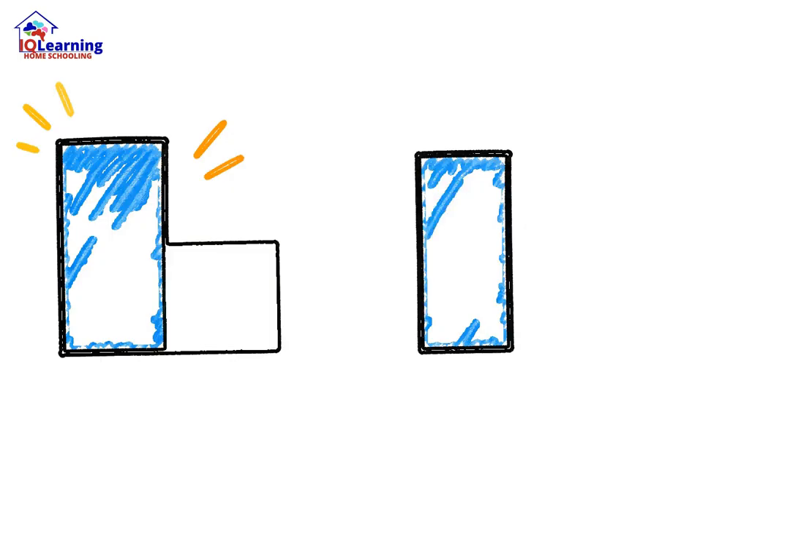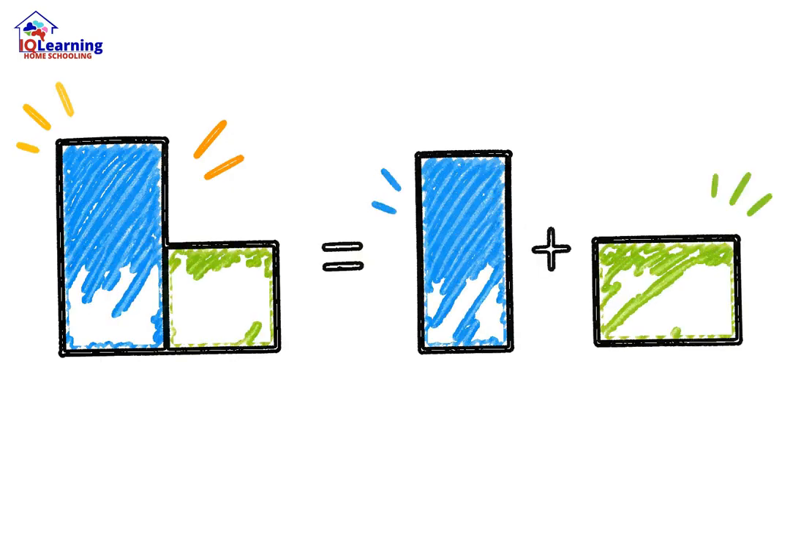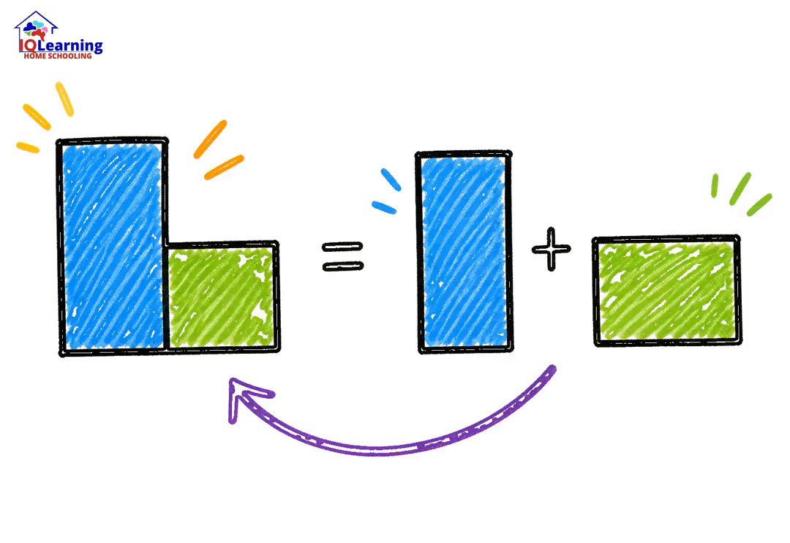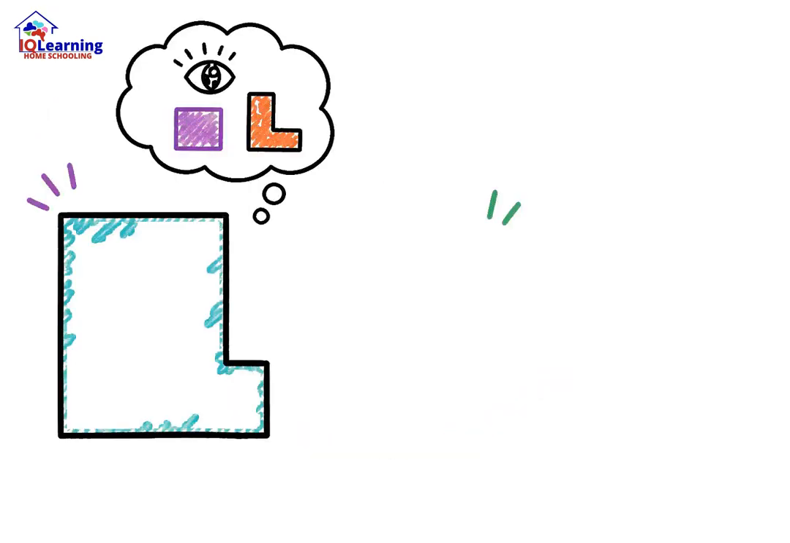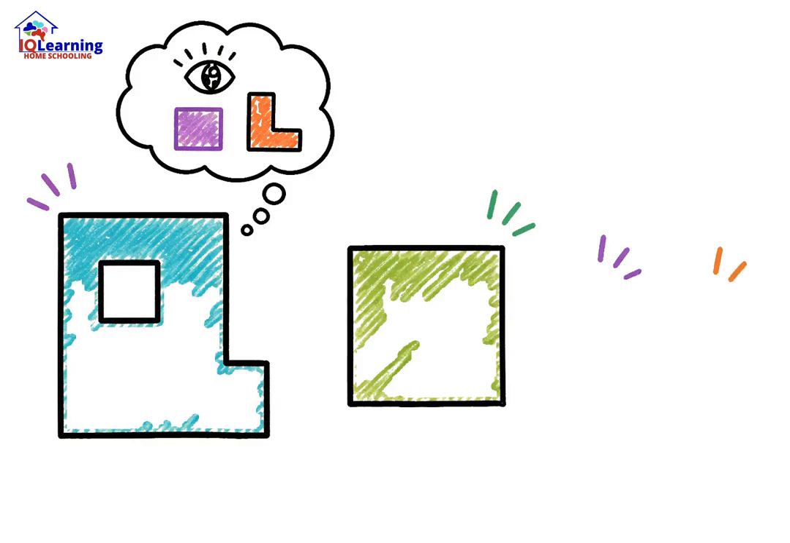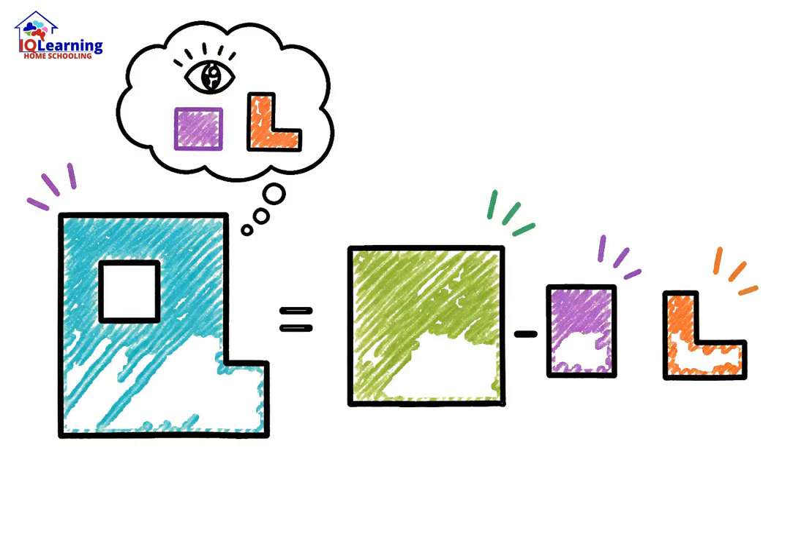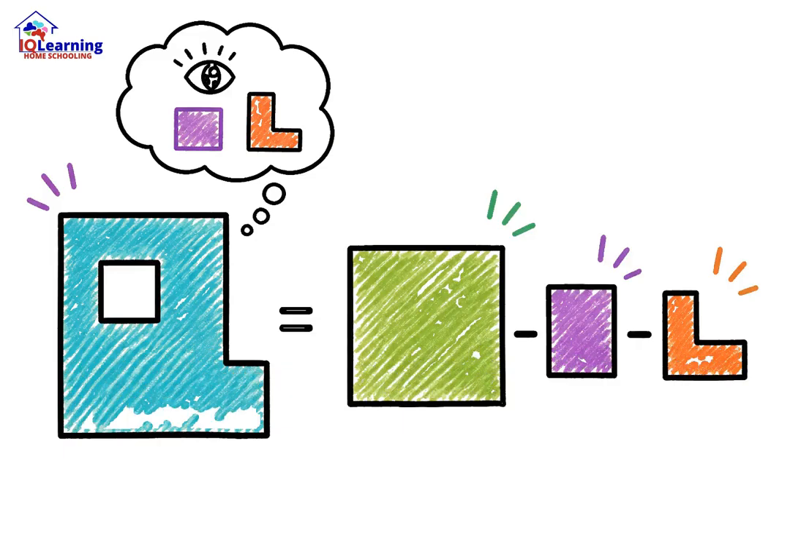So how do you choose? It's about efficiency. If a shape looks like blocks joined together, use addition. If it has a hole or a corner cut out, subtraction is almost always faster. It's not about memorizing formulas, but about seeing the simple shapes hiding inside the complex ones.